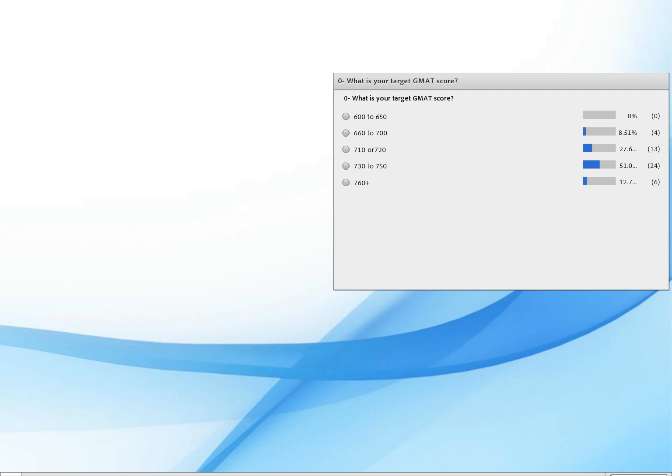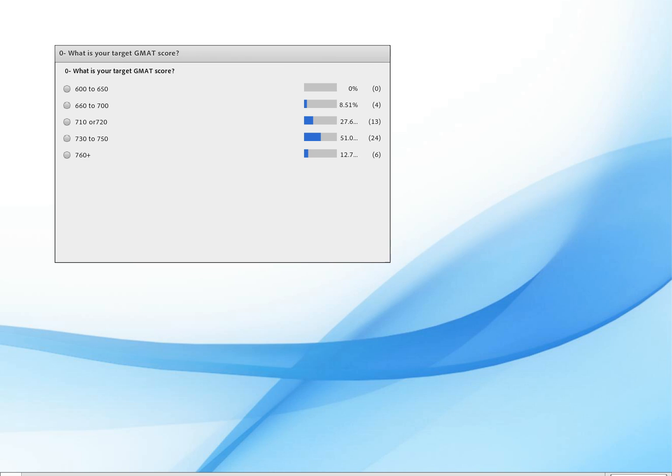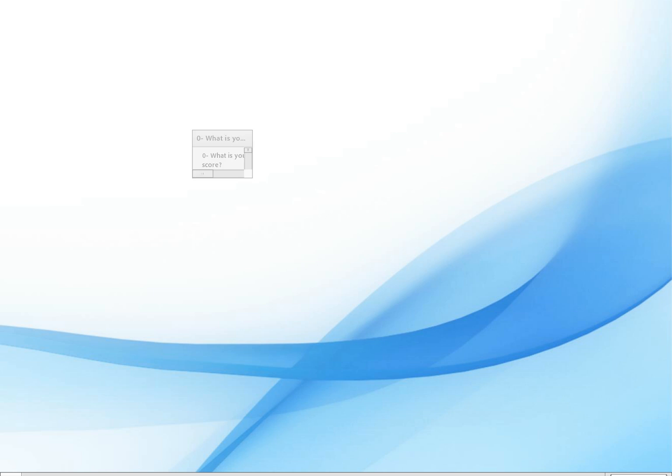And then with regards to the target GMAT score, that 730 to 750 bucket is the biggest, about 51% of you. Then 760 or higher, about 13% of you. A fairly significant number of you in the 710, 720 bucket as well, and about 8% of you in the 660 to 700. All right, with that, let's go right into the webinar pane.